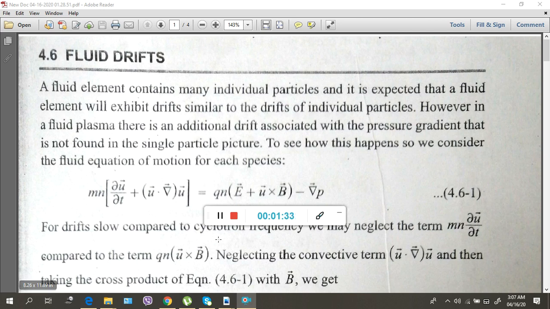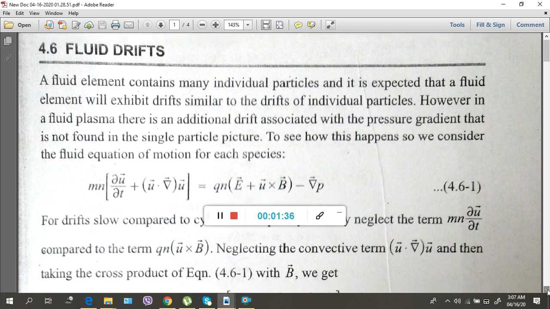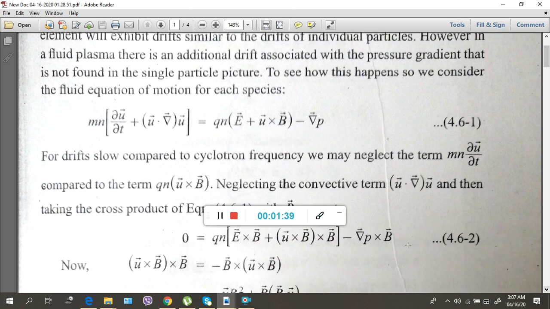We have mn. This relation, we see in the case when we have the convective derivative, which we discussed in the first lecture of this chapter. From here we can write that mn (partial u over partial t plus u dot del u) is equal to qn (E plus u cross B) minus del p.